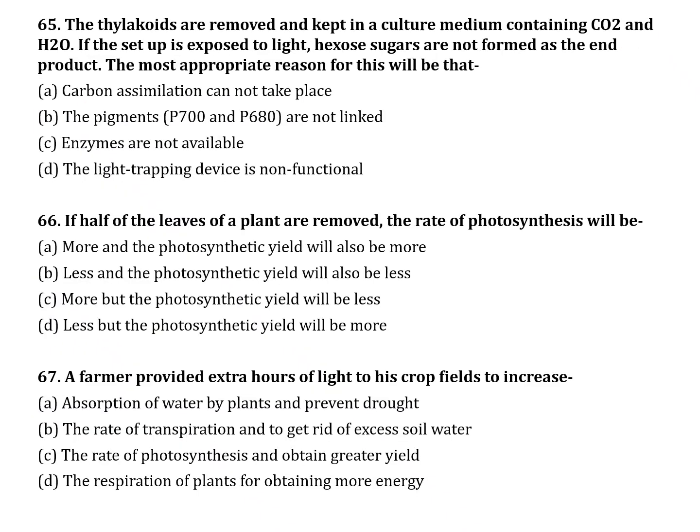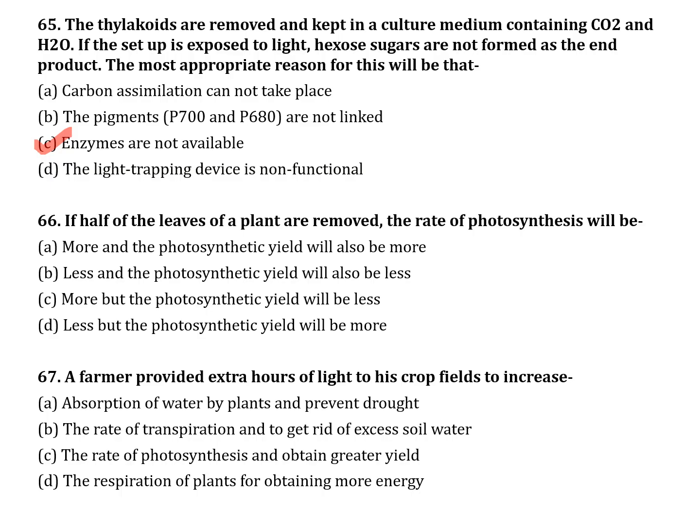The thylakoids are removed and kept in a culture medium containing carbon dioxide and water. If the setup is exposed to light, hexose sugars are not formed as the end product. The most appropriate reason for this will be that option A, carbon assimilation cannot take place. Option B, the pigments are not linked. Option C, enzymes are not available. Option D, the light trapping device is not functional. Correct answer is option C, enzymes are not available.